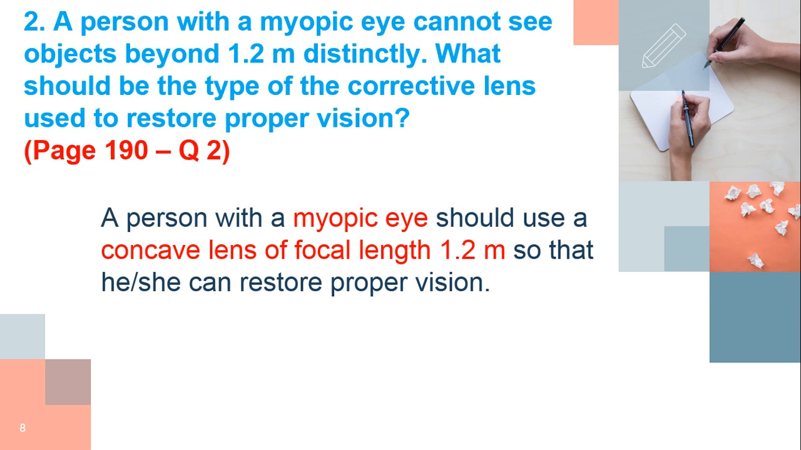Second question: a person with a myopic eye cannot see objects beyond 1.2 meter, that is 120 centimeter, distinctly. What should be the type of the corrective lens used to restore proper vision? A person cannot see far away objects, but he can see nearby objects because he cannot see objects beyond 120 centimeter. The defect is myopia. This defect can be corrected by using a concave lens.